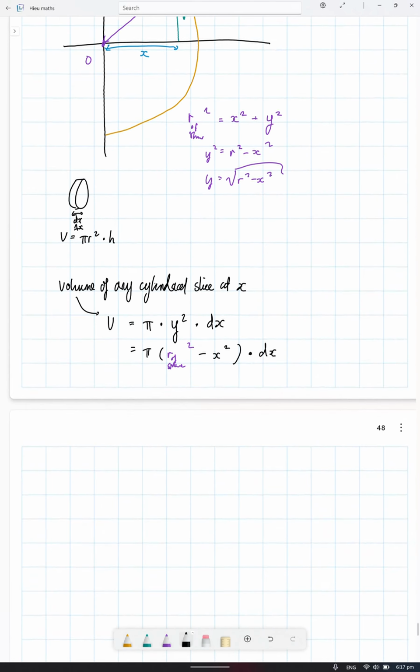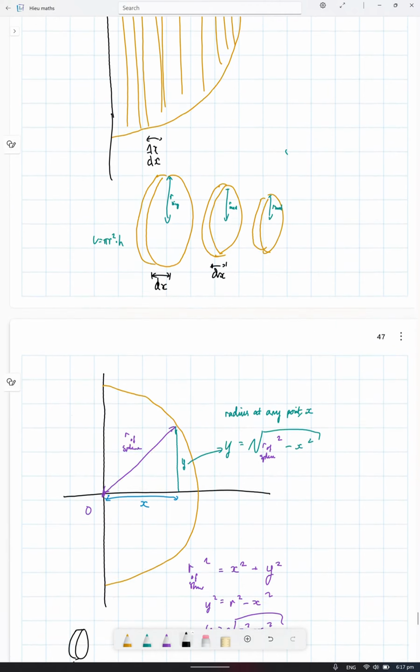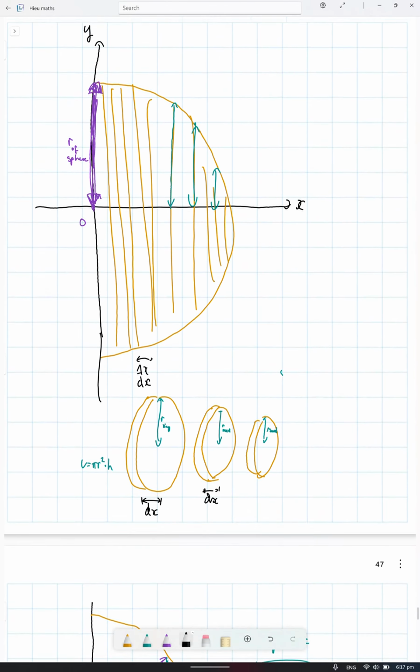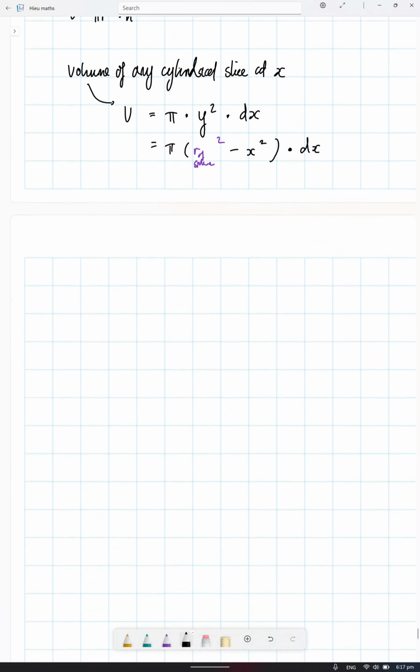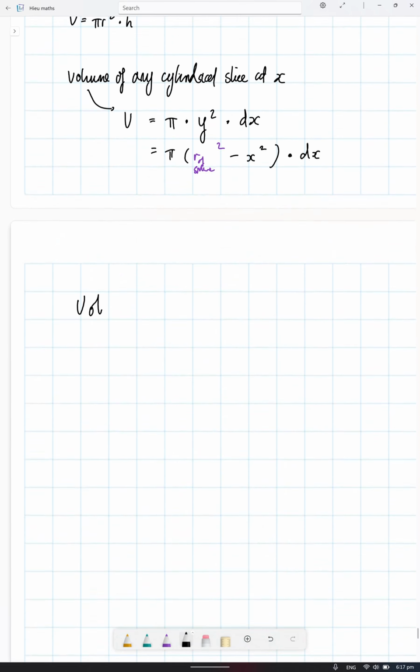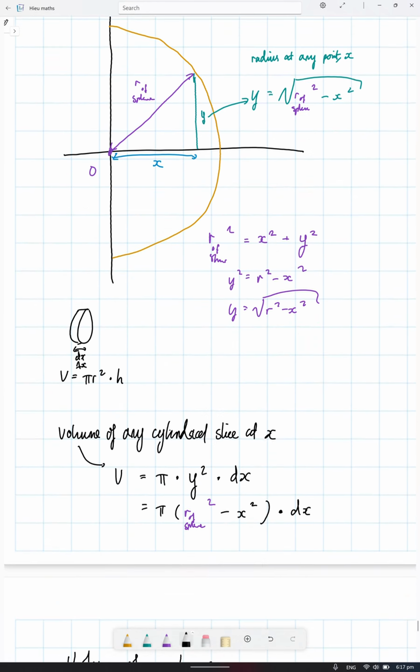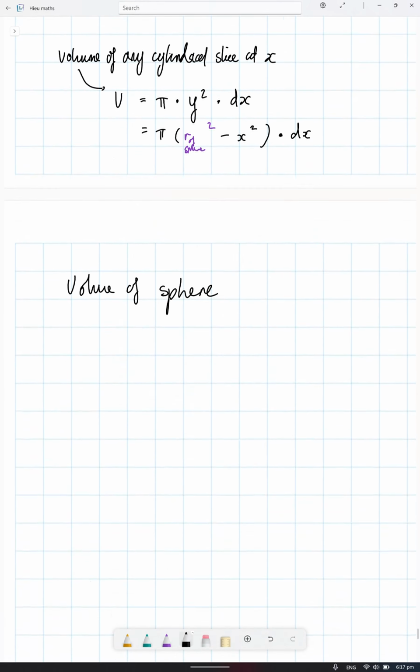Okay, and now we just need to summate it. We just need to sum all these little cylinders up to make a hemisphere. So therefore, the volume of the sphere, and remember, we're only doing a hemisphere. How many hemispheres are in a sphere? 2. So we need 2 multiplied by the volume of the hemisphere. Well, actually, no, let's do volume of hemisphere first. Let's just keep your confusion away.